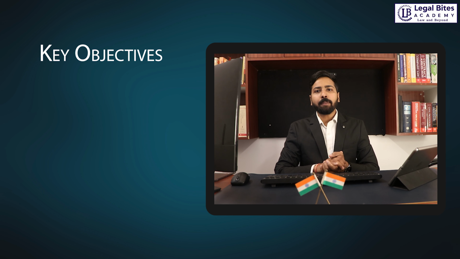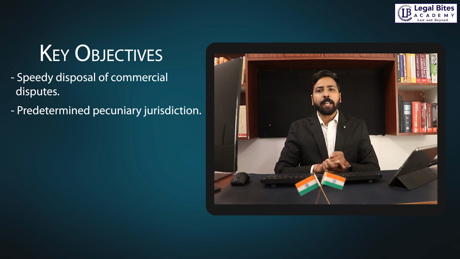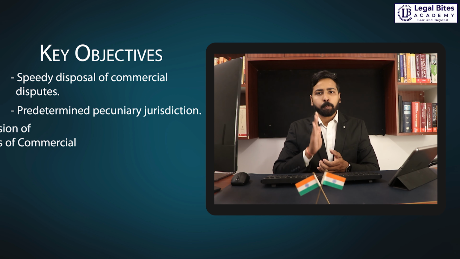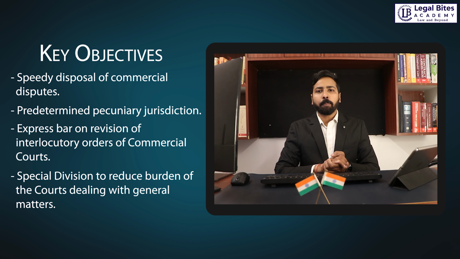The four major important objectives or purposes of the Commercial Courts Act are: speedy disposal of commercial disputes, predetermined pecuniary jurisdiction, express bar on the revision of interlocutory orders of commercial courts, and a special division to reduce the burden of the courts dealing with general matters. You need to note down these purposes for a clear understanding of this act.